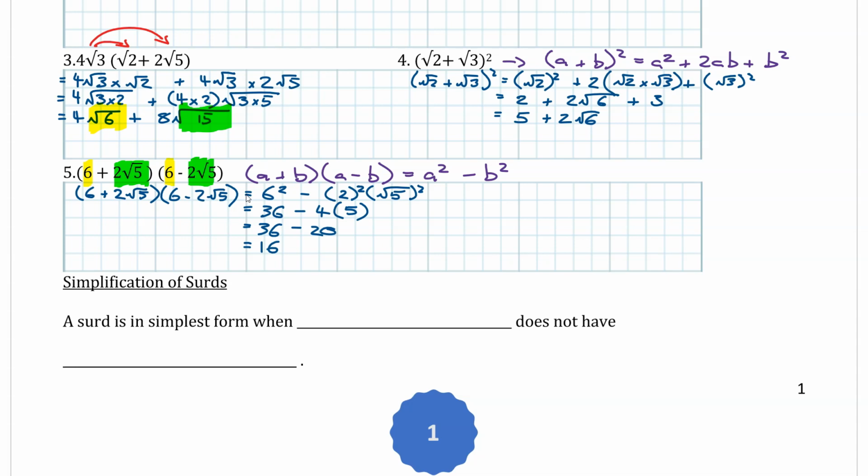In the next video we'll have a look at the concept of simplification of surds.